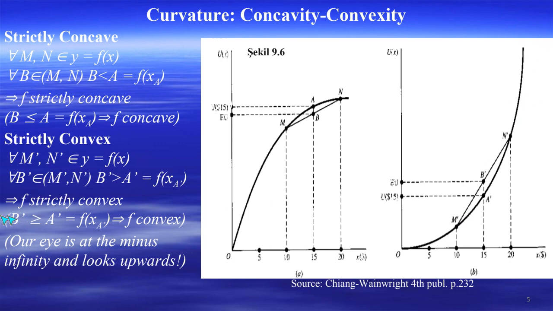If we allow equality, if the height of b prime can be greater than or equal to a prime as well, then f is only convex, not strictly convex, which means we can have linear line segments on the function. The function is not curved perfectly, but it has some line segments on it. Our I is at minus infinity and looks upwards. This we don't forget.